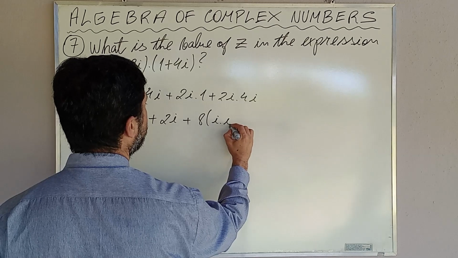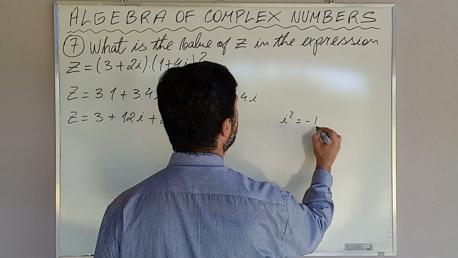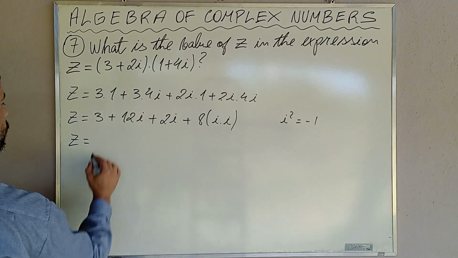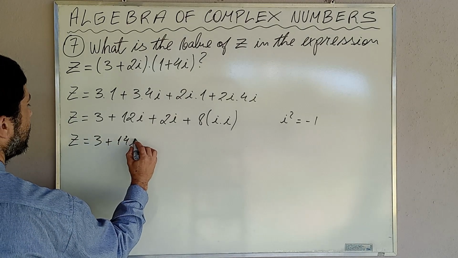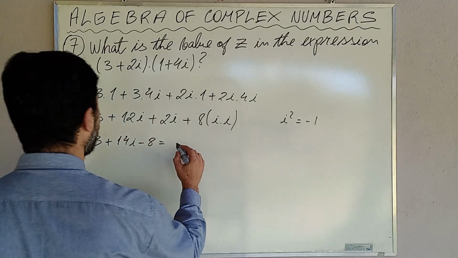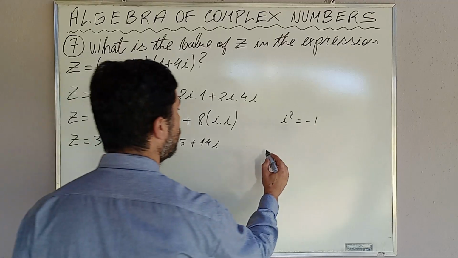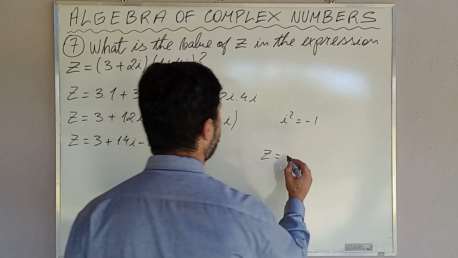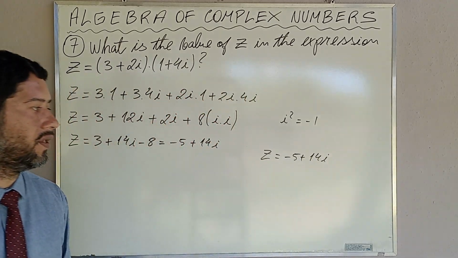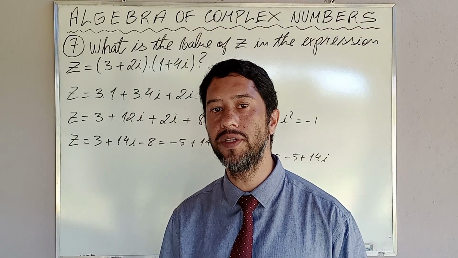i times i. Remember that i squared is equal to -1. This becomes a negative number. z is equal to 3 plus 14i minus 8, and the result will be -5 plus 14i. And this is the solution of the exercise. z is equal to -5 plus 14i. And this is all for exercise number 7. Let's go to the next.